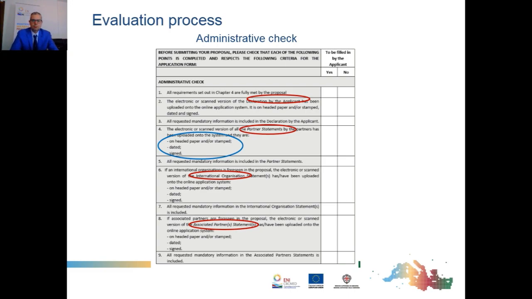Let's move now to the evaluation process and to see the administrative check grid that is published in the program website. There are no main differences between this administrative check grid and those already used in previous calls. The grid shows the main documents that are listed in the guidelines for applicants and that must be included when submitting the application form.